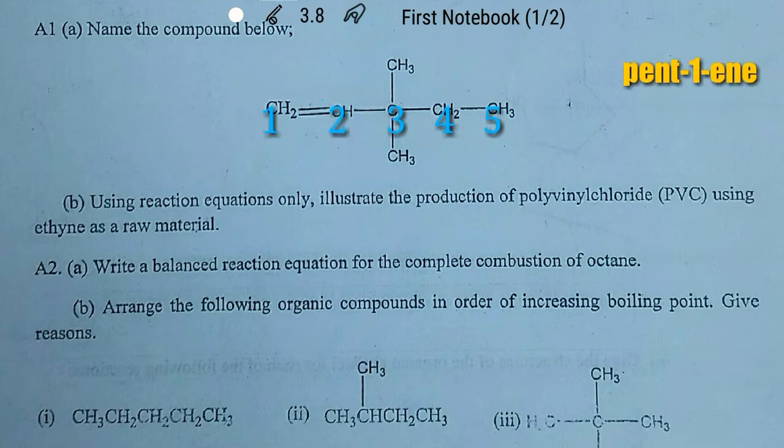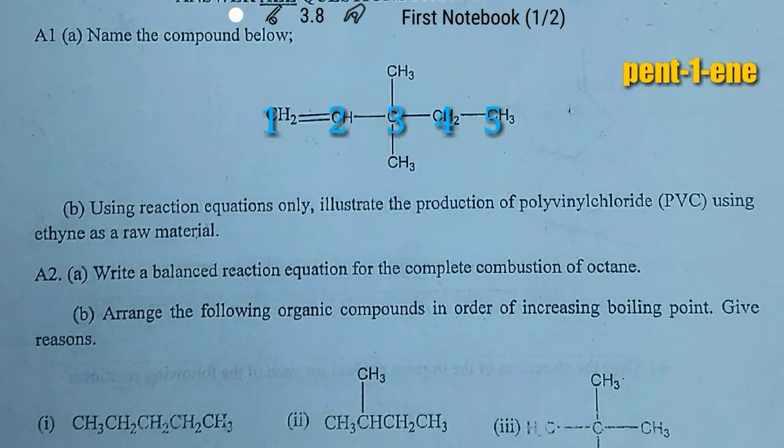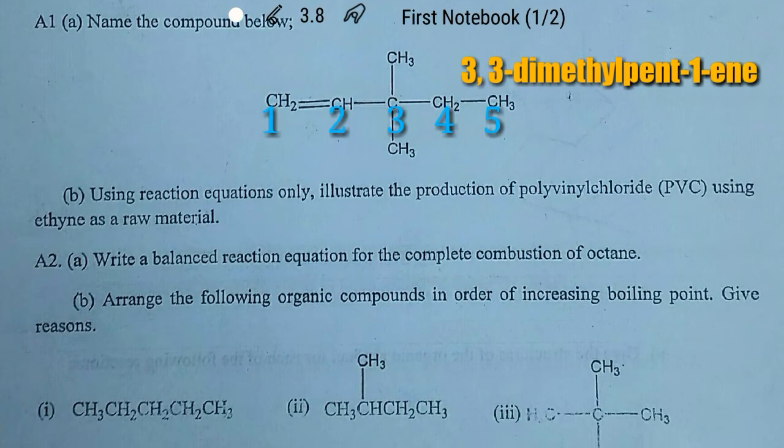The next thing is to look for substituents. In this case we have two substituents and their position is on carbon 3. And they are methyl. We use the prefix di to denote 2 if the two substituents are the same. So the final name for this molecule is 3,3-dimethylpent-1-ene.